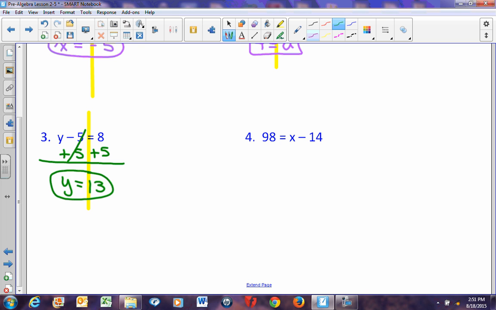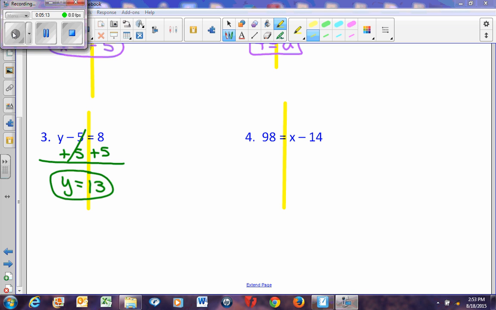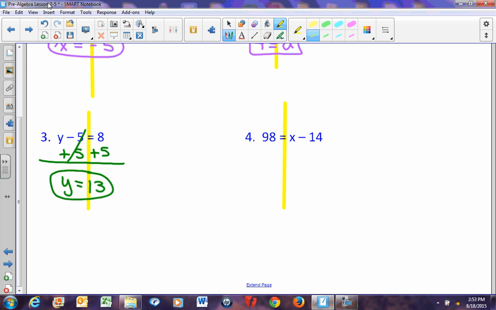Number 4. Again, there's the left and right-hand side of my equation. 98 equals x minus 14. So they subtracted 14. I need to do the opposite of that, so I'm going to add 14 to both sides. Negative 14 and positive 14 becomes 0, so this is x equals, and 98 plus 14 is 112.